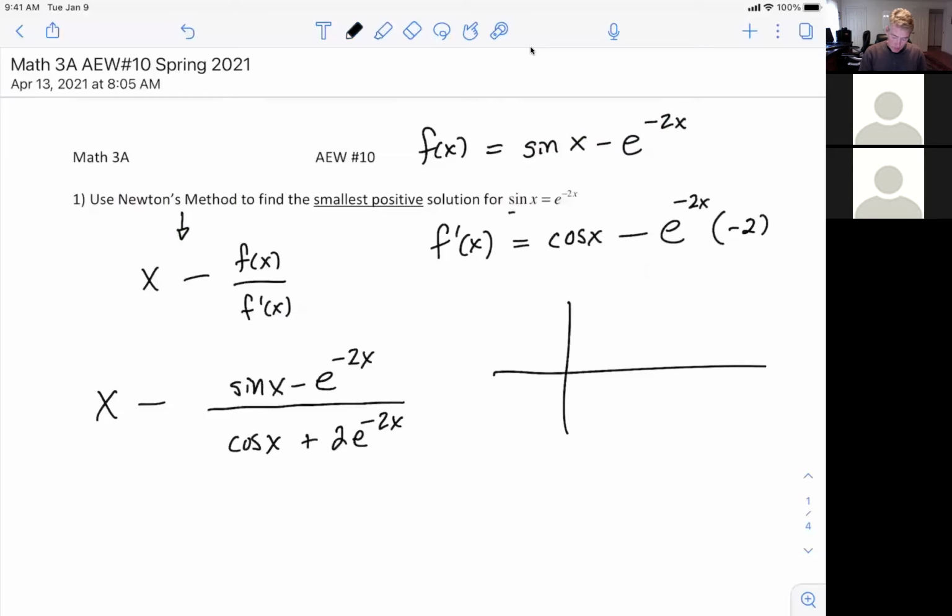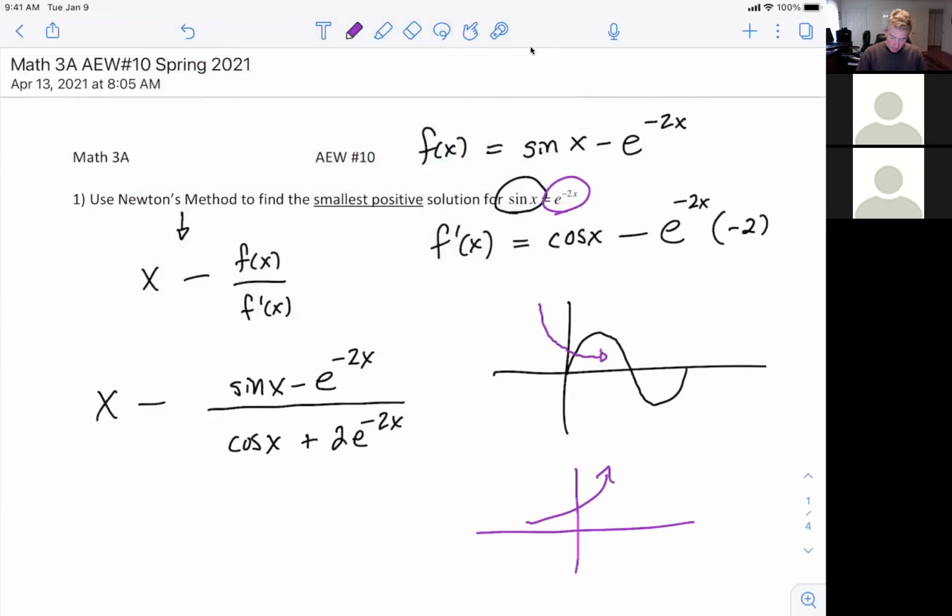So this original problem says, when does the sine function, so the sine function goes like this, when does that equal the e to the negative 2x function? Well, if it was just the e function, it would look like this and it would grow exponentially. But because it's a negative exponent, that's going to make it go down like this.